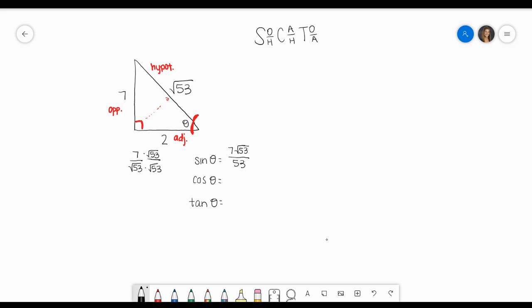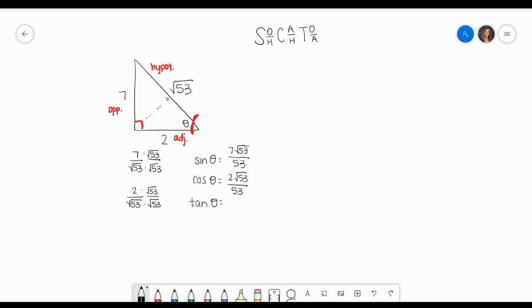Our cosine is always going to be our adjacent side over the hypotenuse. So notice our adjacent side that we have labeled is 2, and our hypotenuse is the square root of 53. So again, that's kind of ugly. Again, we are stuck with a square root in the denominator, and we do not like that, so we need to get rid of it. So we're going to do the same process by multiplying that to both the top and the bottom. Multiplying those straight across, we have 2 square root 53. And then when you multiply something by itself under the same square root, you have no more square root, and it just is that number.